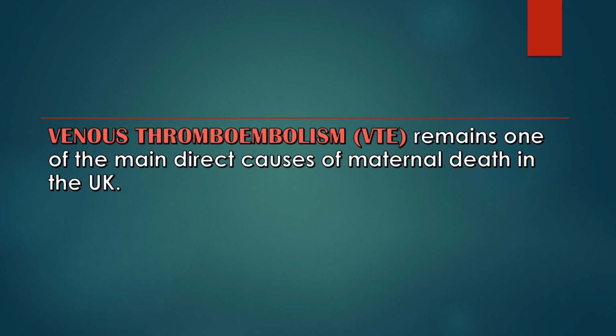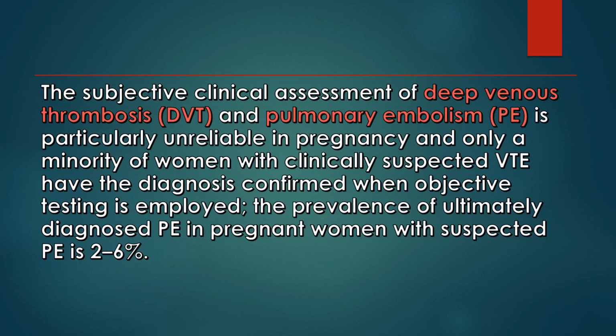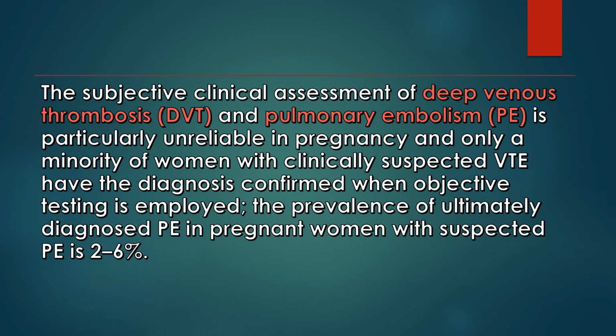Venous thromboembolism or VTE remains one of the main direct causes of maternal death in the UK. The subjective clinical assessment of deep venous thrombosis or DVT and pulmonary embolism or PE is particularly unreliable in pregnancy, and only a minority of women with clinically suspected VTE have the diagnosis confirmed when objective testing is employed. The prevalence of ultimately diagnosed PE in pregnant women with suspected PE is 2 to 6%.